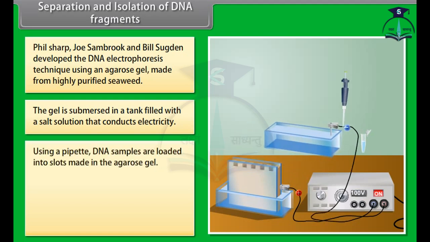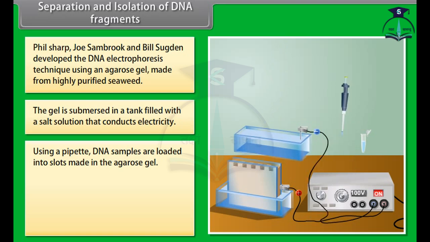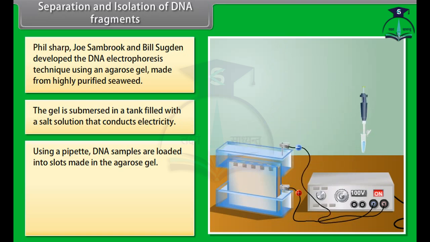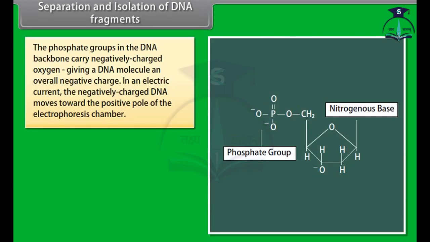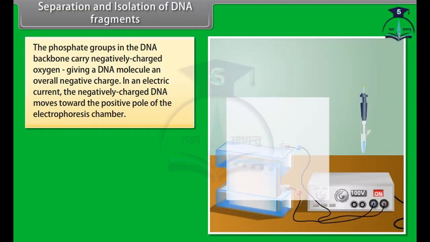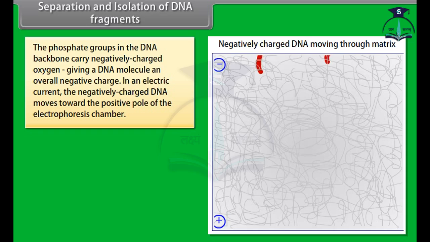Using a pipette, DNA samples are loaded into slots made in the agarose gel. The DNA samples are colorless, but researchers add a blue tracking dye. This makes it easier to load the samples and visually track the DNA migration through the gel. The phosphate groups in the DNA backbone carry negatively charged oxygen, giving a DNA molecule an overall negative charge. In an electric current, the negatively charged DNA moves towards the positive pole of the electrophoresis chamber.